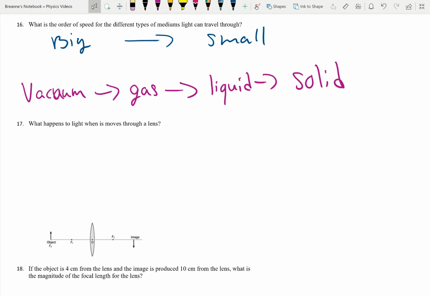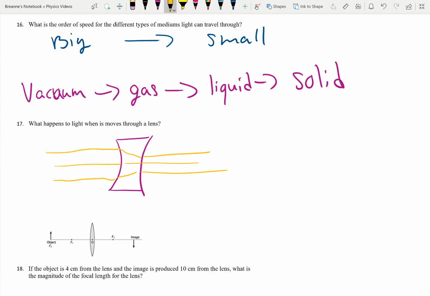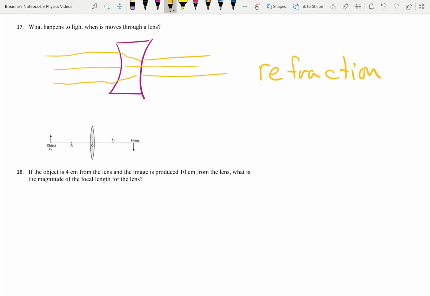What happens to light when it moves through a lens? So if you have a lens and you have light rays going through it, it causes a slight bending of the light inside the lens, and that is called refraction. So lights refract in lenses.